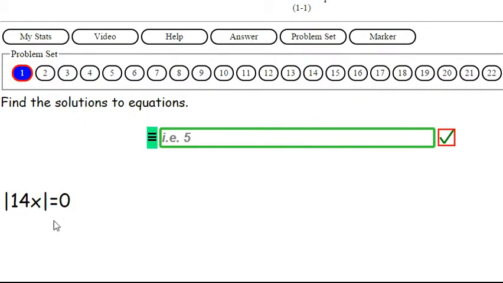It says find the solutions to the equations. I think that should say equation. Find the solutions to the equation. Okay, well, let's take a look at this. We got the absolute value of 14x is equal to 0. And of course, in the green checkbox, 5's not the answer, but that gives you an idea of what the answer is supposed to be written like.